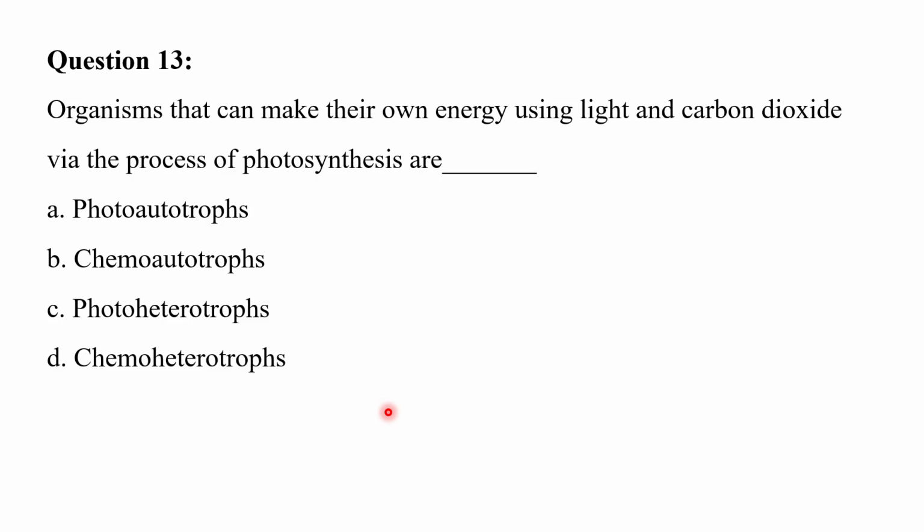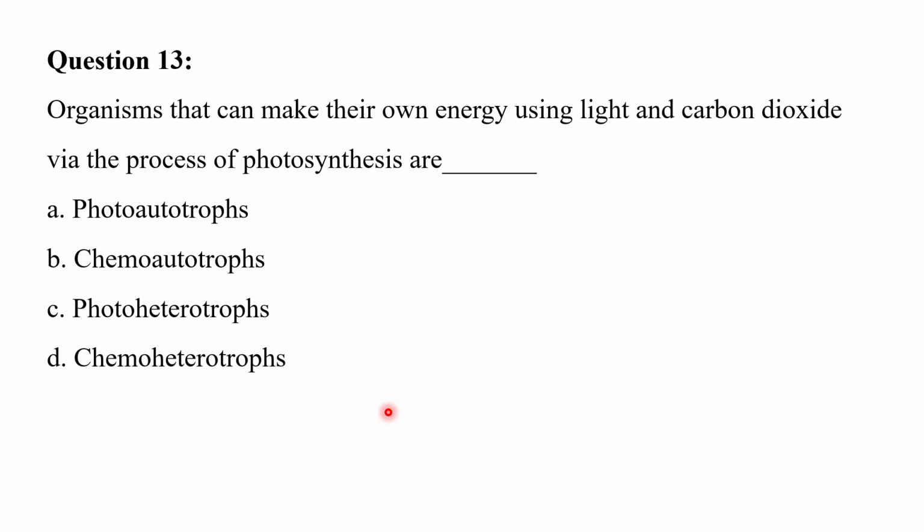So the next question is question number 13. Organisms that can make their own energy using light and carbon dioxide via the process of photosynthesis are: option A, photoautotrophs; option B, chemoautotrophs; option C, photoheterotrophs; and option D, chemoheterotrophs. I have told you this in, I think, the 8th or 9th session also. What is the difference between autotrophs and heterotrophs, and then photoautotrophs, photoheterotrophs, chemoautotrophs and chemoheterotrophs.